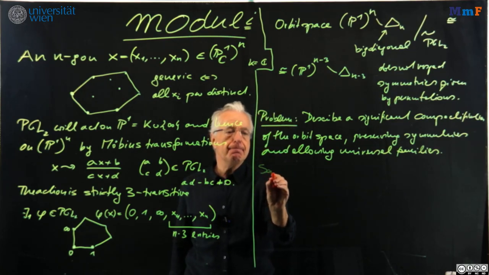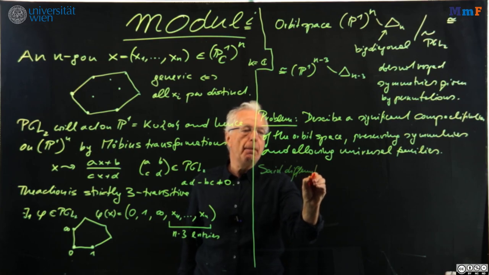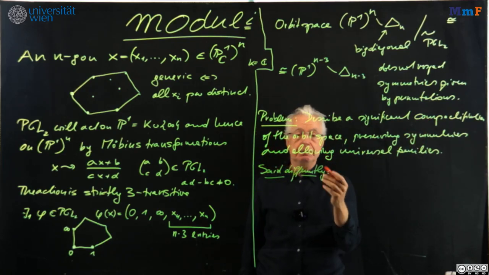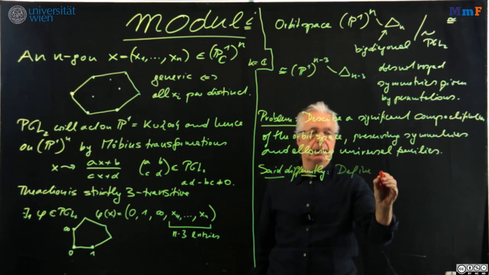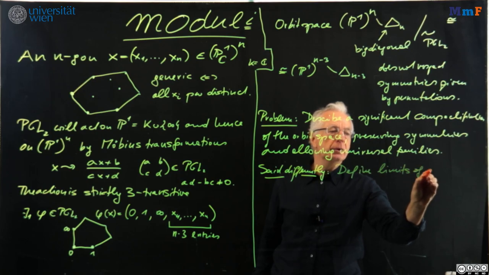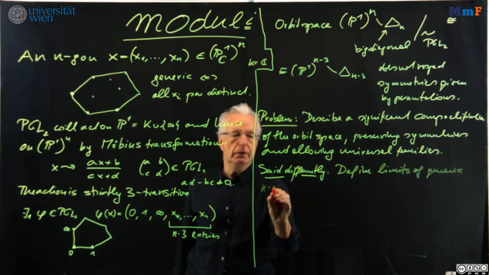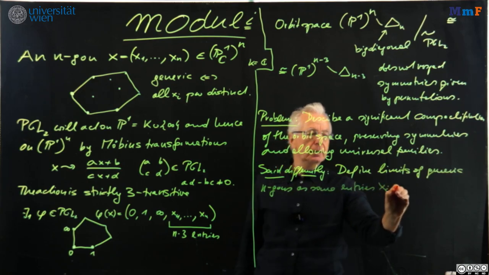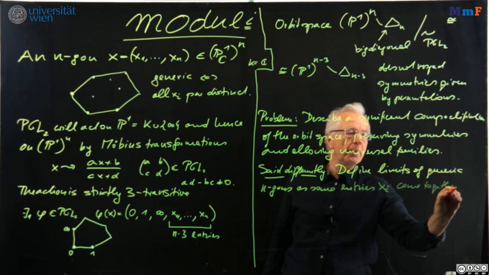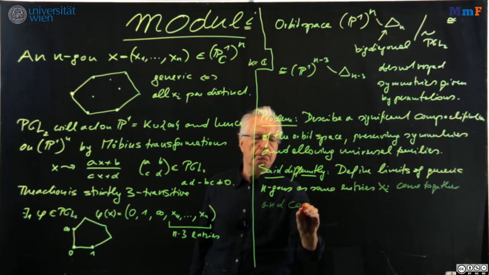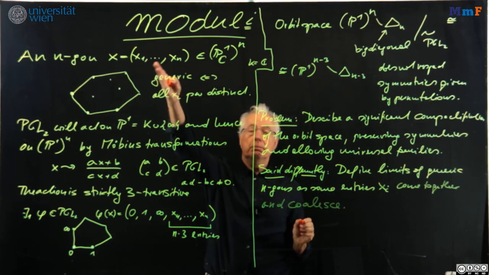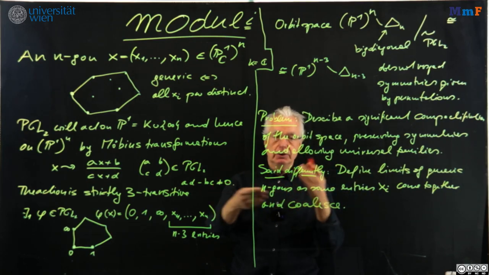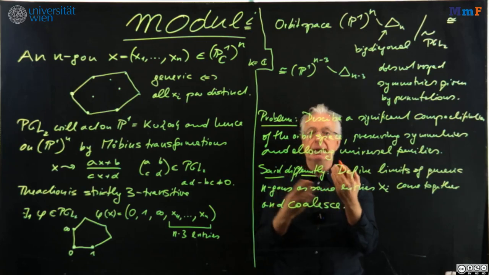Said differently, you can formulate this problem of compactification also as a search of limits. Define limits of generic n-gons as some entries xi come together and coalesce. Okay, so many things could happen. All could become equal in the extremal case. Just two entries could become equal. So you don't control it really, but you want to do it in a very systematic way. Okay?